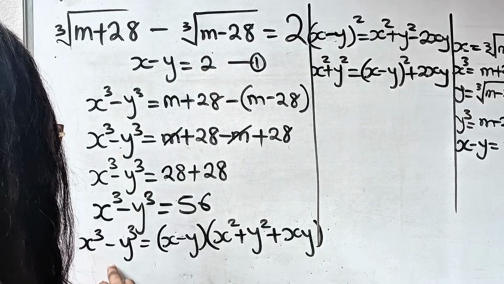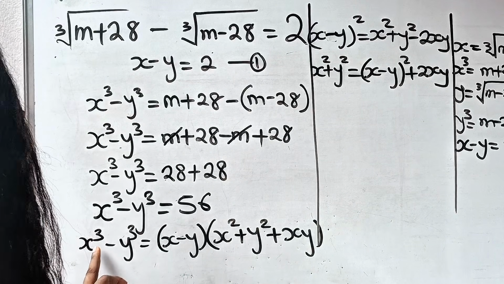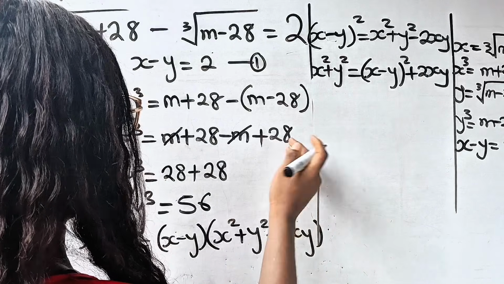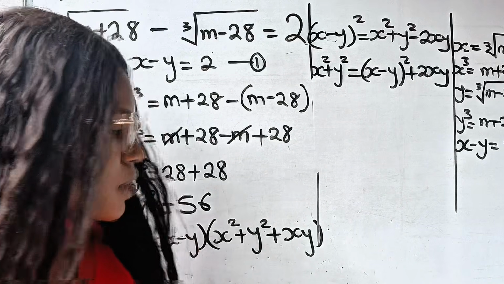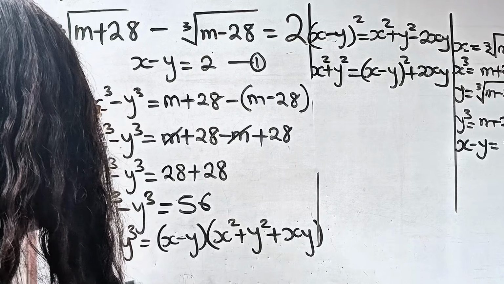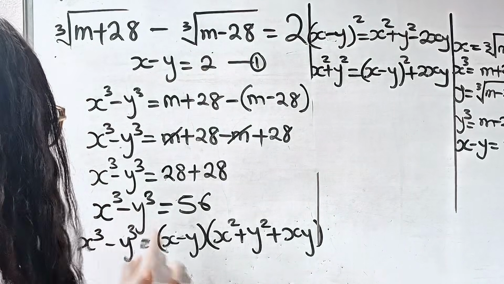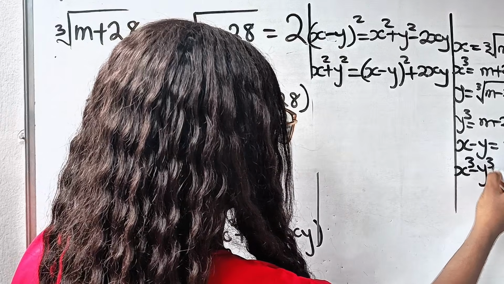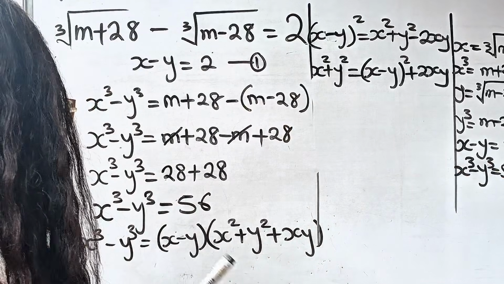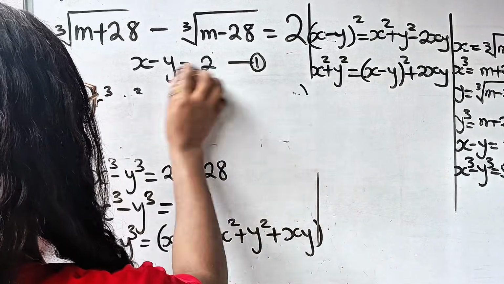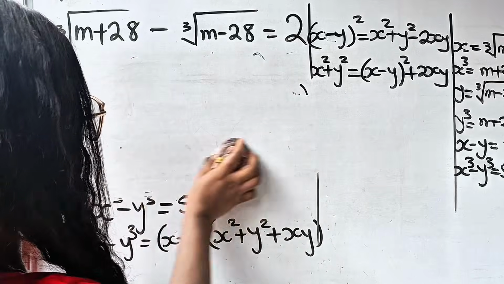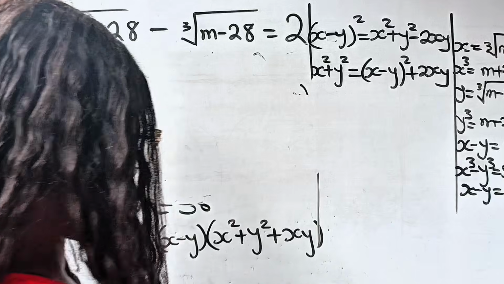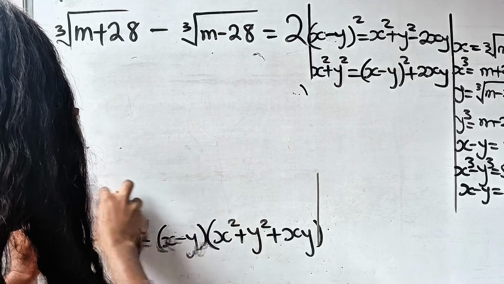So we are going to rewrite our equation now. That is x to the power of 3 minus y to the power of 3. We can now write it this way. Permit me to clean part of this. So remember that this is equal to 56. x to the power of 3 minus y to the power of 3 is 56, and x minus y is 2. So all my important equations will be written there.